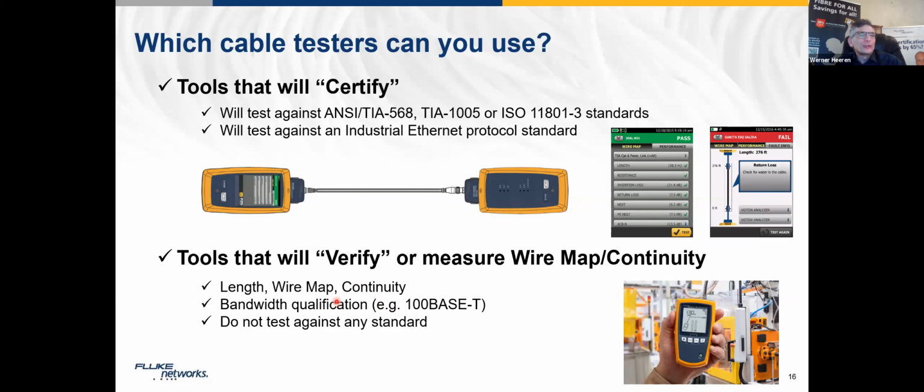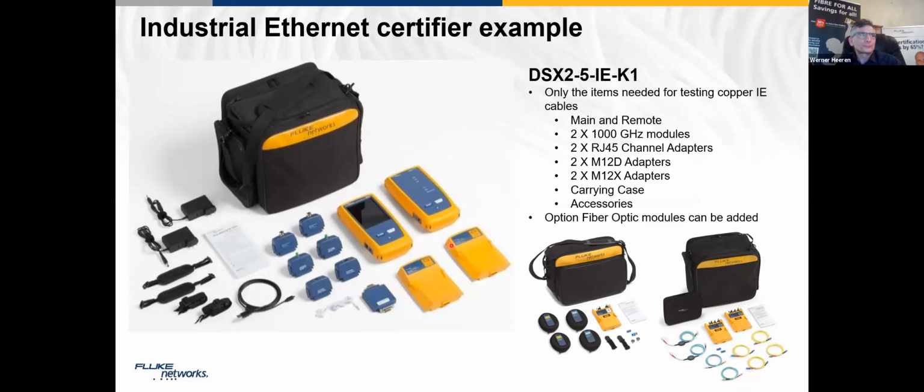You can also do some verification, check wire maps, check the continuity, check the bandwidth qualification on the cable before you do full certification, or more for the troubleshooting part. This is a typical example of a solution for industrial Ethernet. As you maybe recognize, the DSX 5000 or 8000, but with these specific adapters for M12D, M12X, as Mohamed explained, how they are configured internally for this industrial environment. This is the order reference.